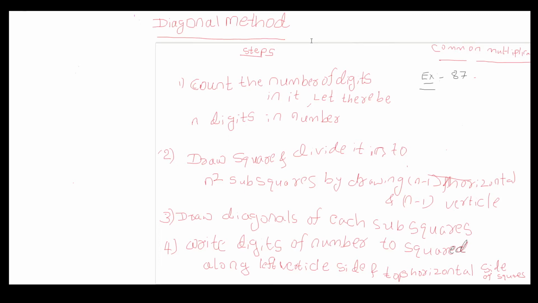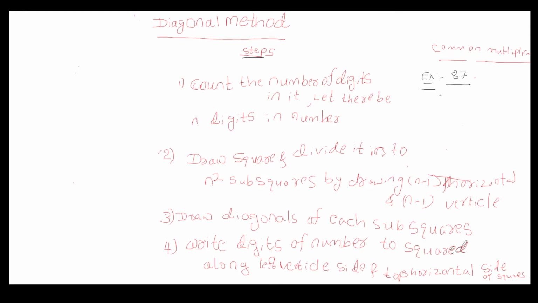The next shortcut method to find the square of a number is the diagonal method. In the diagonal method, we are going to follow some steps to arrive at a number. In order to understand these steps, let us start with an example, 87.